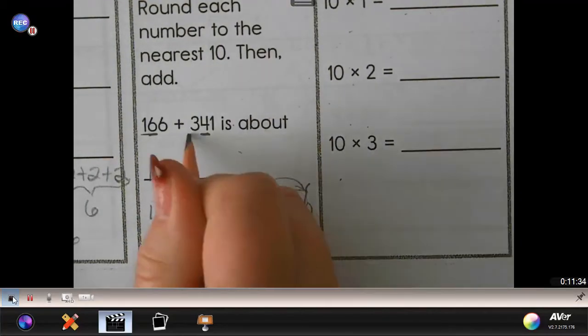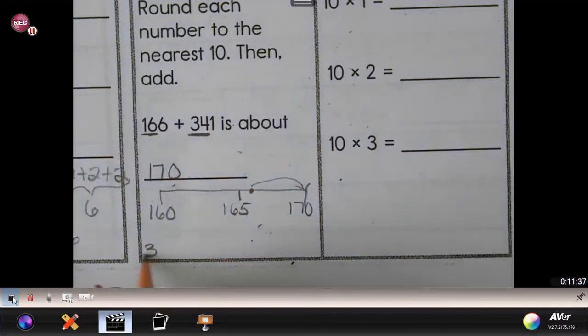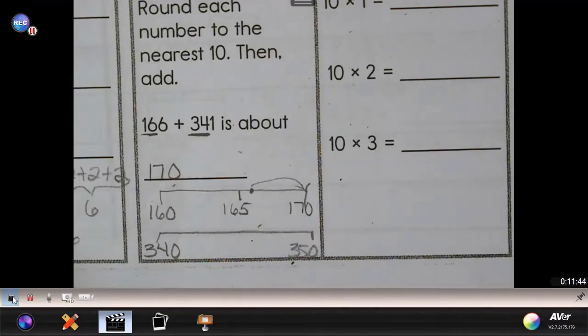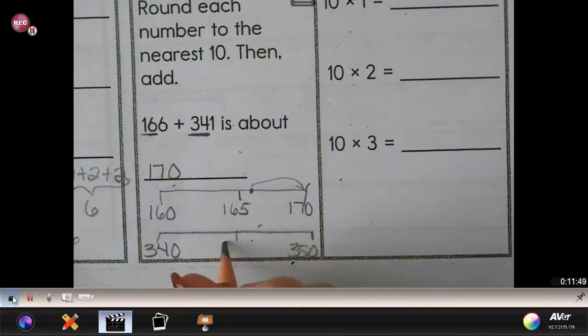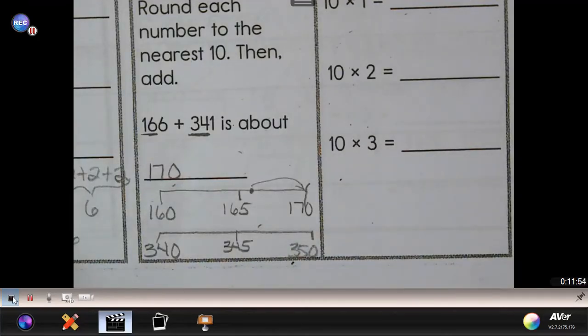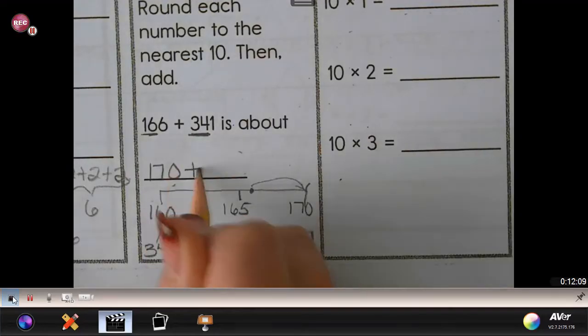341, I have 340. So 340, and my next group of 10 is 350. Again, between each group of tens is going to be 345. Now, where does 341 lie? Well, it's about right here. So we know that it's 1 away from 340, but it's 9 away from 350. So 341 is definitely closer to 340.